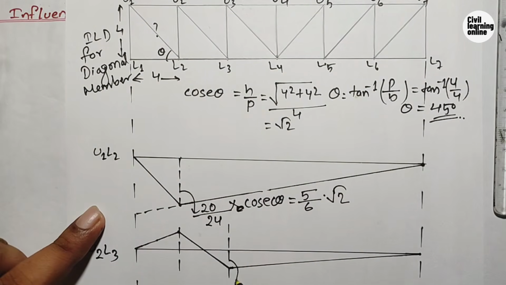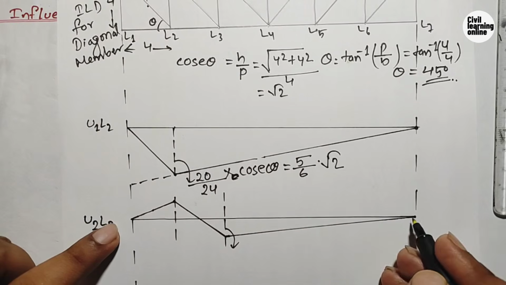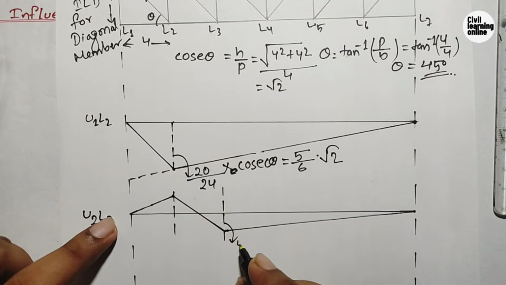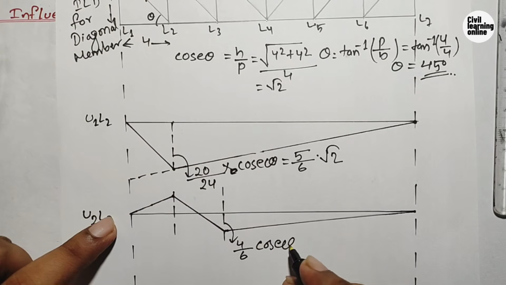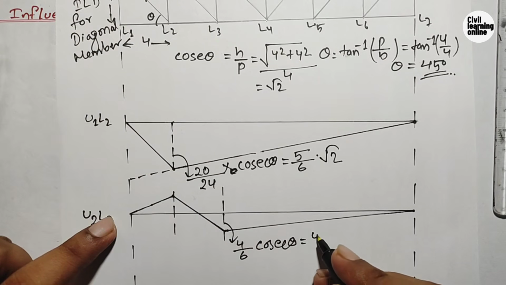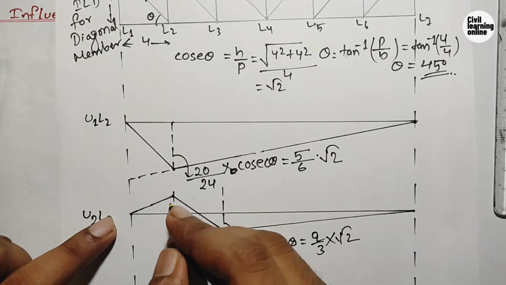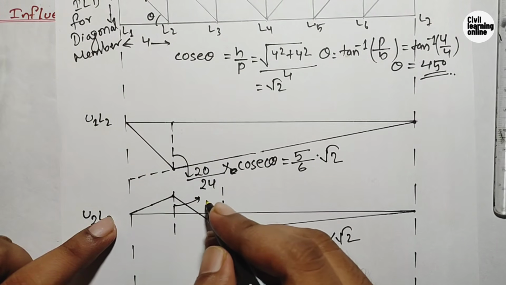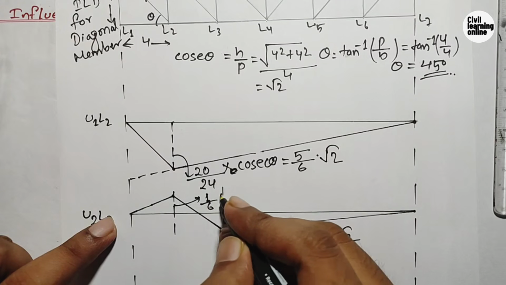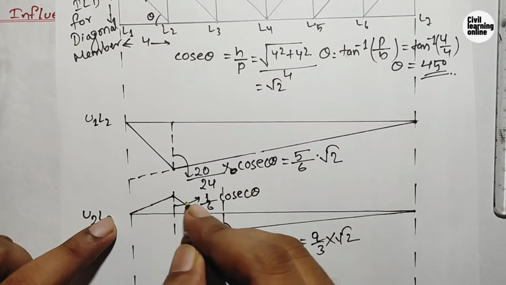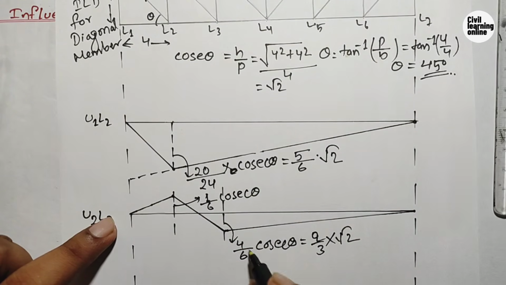So here the value is going to be x from here to here, which is 4/6, and multiply this by cosec theta. It is going to be 4/6 times root under 2. Similarly, the value here is going to be 1/6 times cosec theta. Nothing, x by l. This is x by l.